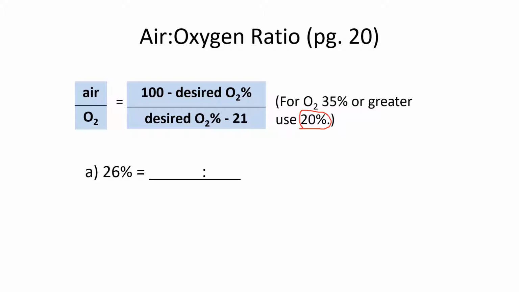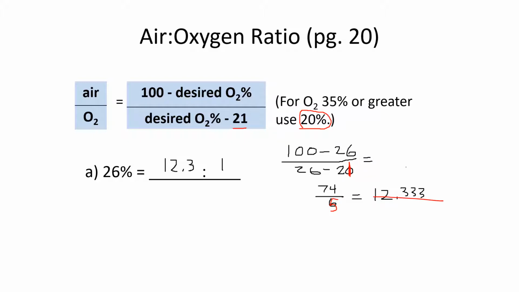26 is less than 35, so we'll use the 21 number. So 100 minus 26 over 26 minus... oh, did I mess up? This is supposed to be 21. Right? Yeah. So 74 divided by 5 is 14.8. So this should be 14.8 to 1. Be careful with your colon and decimal. Some of you guys are mixing up where your colon and your decimal goes, so just be careful.